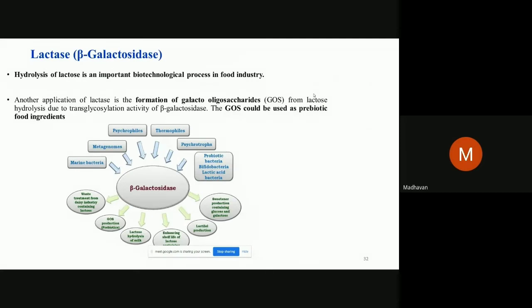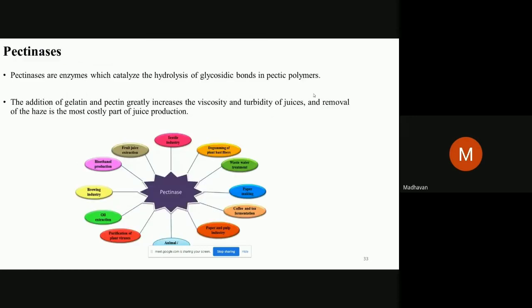Okay, now coming to the lactase, which is required for hydrolysis of lactose, and again is an important biotechnological enzyme in the food industry. It is used for the formation of galacto-oligosaccharides, and these galacto-oligosaccharides can be used as a prebiotic in various food ingredients. You can see some of the applications of this enzyme: enhancing shelf life of lactose containing material, lactose hydrolysis in milk, GOS production, and similar applications.